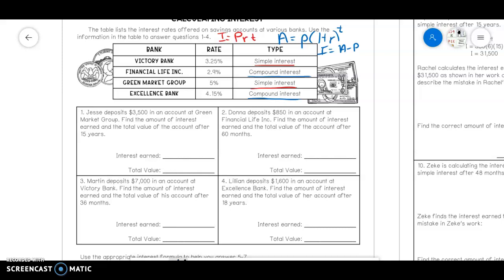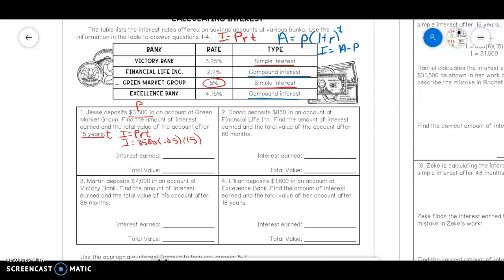I want to make sure that everybody's feeling comfortable with this information before we move on. So here we have Jesse deposits $3,500 in an account at Green Market Group. So if you look up here at Green Market Group, it is in fact simple interest. So this is our P. Find the amount of interest earned on the total value of the account after 5 years. So this is T, and then we of course have our R right here. So we have I equals PRT, 3,500. Change our percent to a decimal, 0.05 times 15.